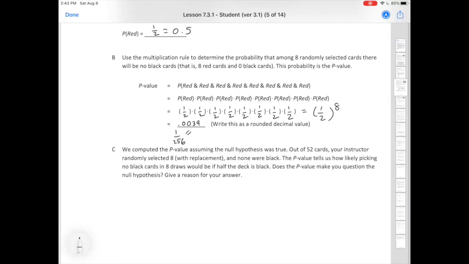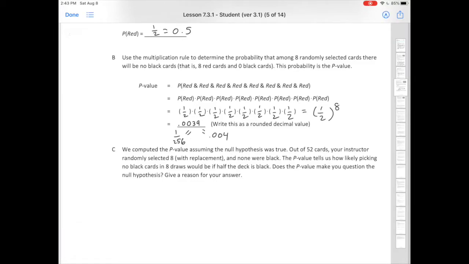Okay. It didn't tell us how much to round it, so I rounded it to 4 decimal places. However, if I wanted to round it even more, I could round it to 3, and it's 0.004. Now let's think about what this number means, okay?